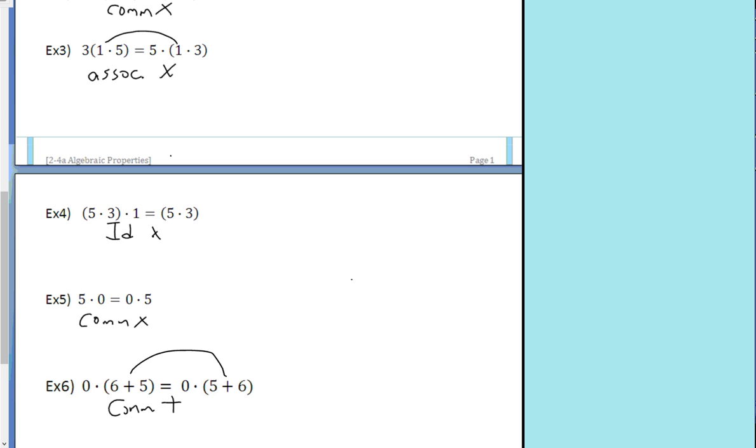The only property that is really important that I failed to give you here is the distributive property, and that's actually the next lesson all by itself.